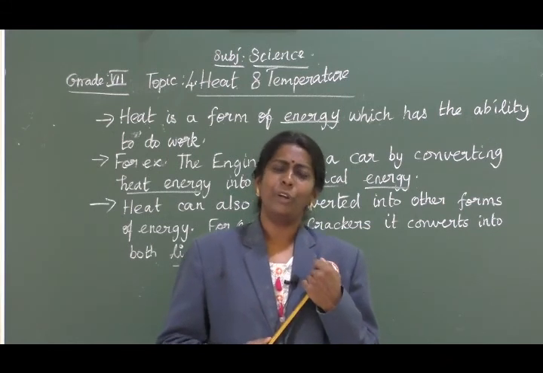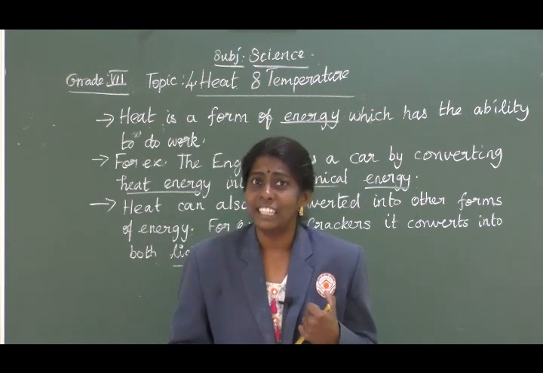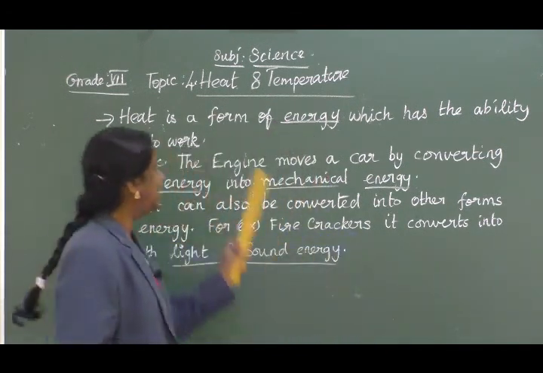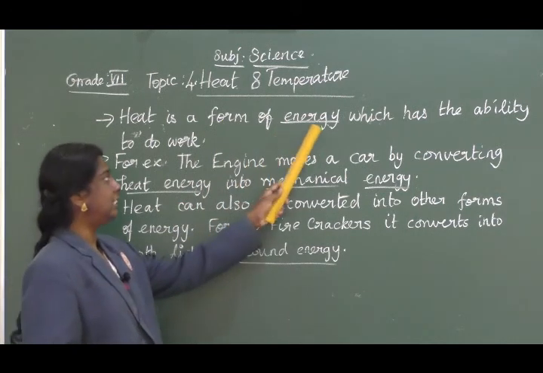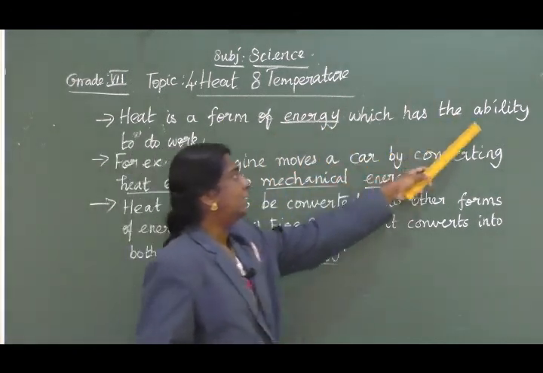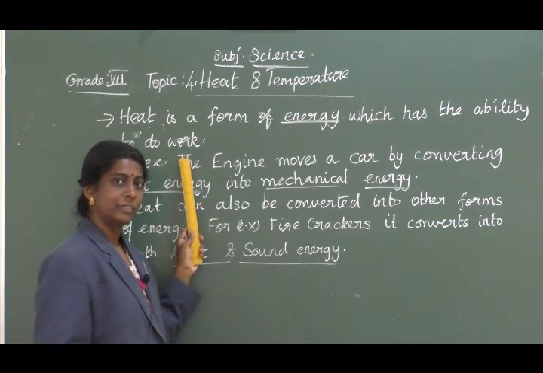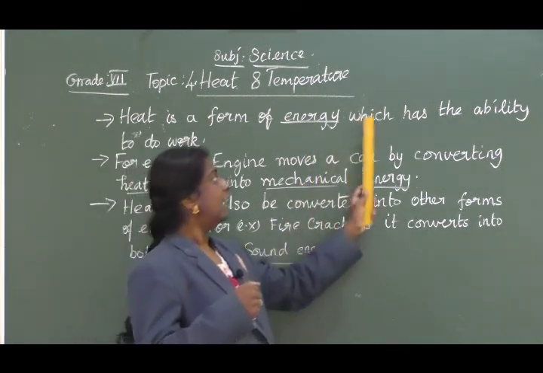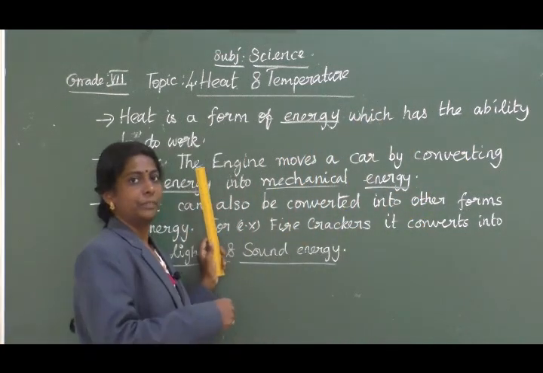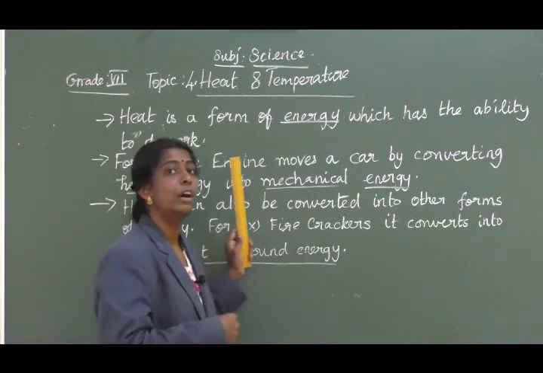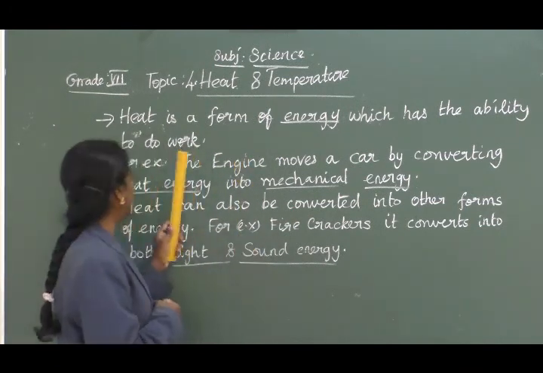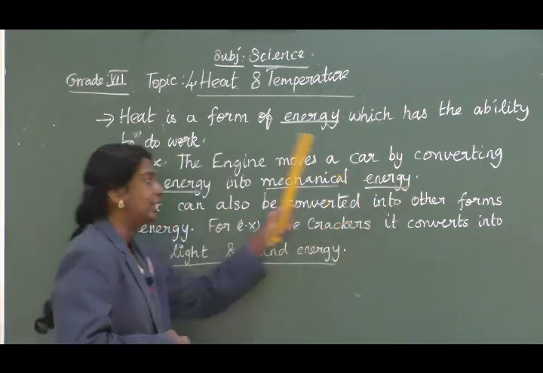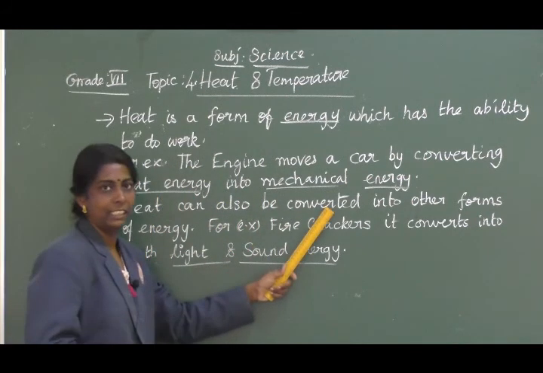What do you know about heat? What is heat? Heat is a form of energy which has the ability to do work. So it's basically a form of energy and has the ability to do work. Only with heat are we able to do our work. For example, the engine moves a car by converting heat energy into mechanical energy.